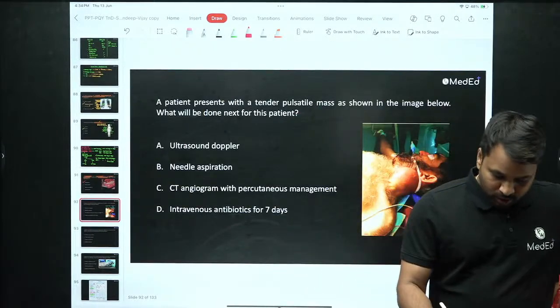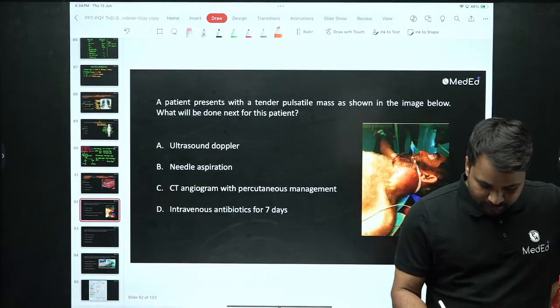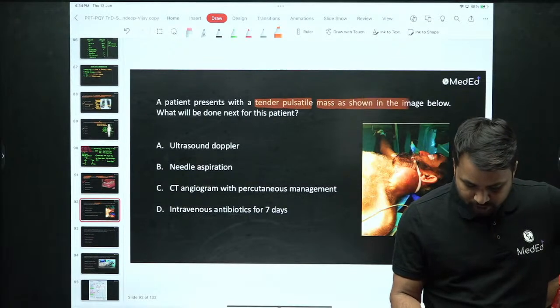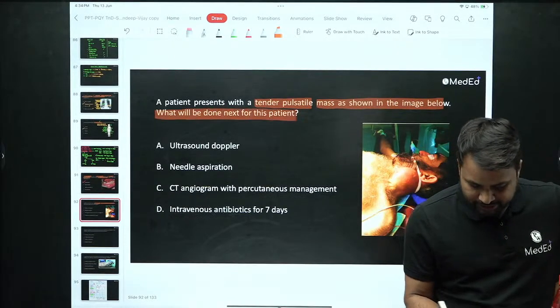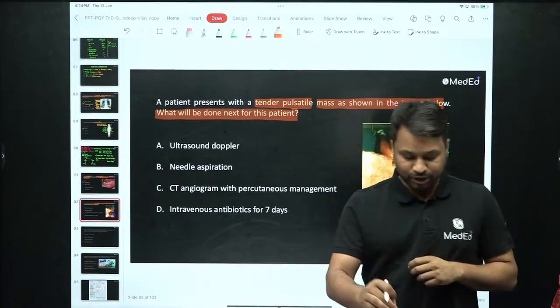Now, to the next question, what do you have? A patient presents with a tender pulsatile mass shown in the image given below. What is the next step in the patient's management?